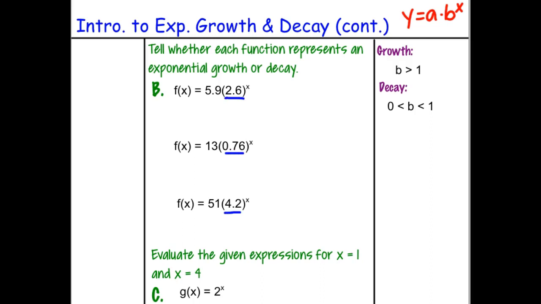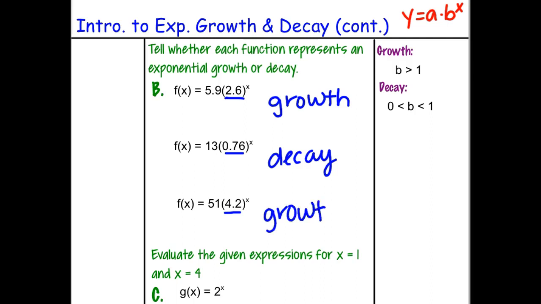First one, 2.6, well that's bigger than 1, so it's growth. Second one, 0.76, that's between 0 and 1, so that is decay. And 4.2, well that's a lot bigger than 1, so that is growth. Yes, it is that easy.